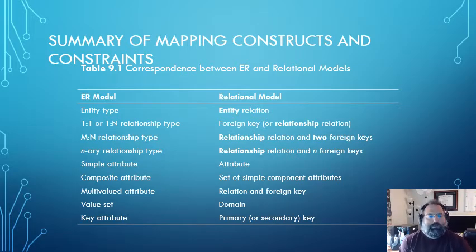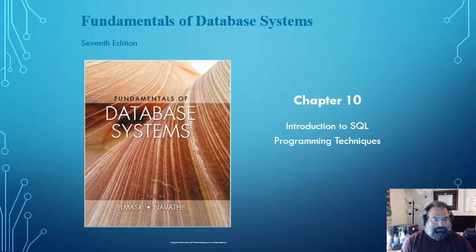A summary of the mapping constructs and constraints from the ER model to the relational model: entity type becomes entity relation. One-to-one or one-to-N relationship type becomes a foreign key or a relationship relation. M-to-N becomes a relationship relation and two foreign keys. N-ary relationship type becomes a relationship relation with n foreign keys. Simple attribute becomes an attribute. Composite attribute becomes a set of component attributes, and multi-valued attributes become a relation and foreign key. Value set becomes domain, and key attributes become primary or secondary keys.